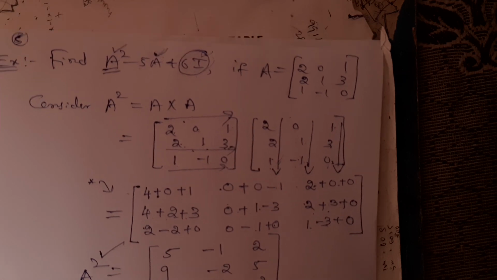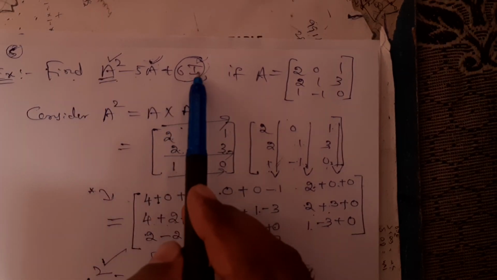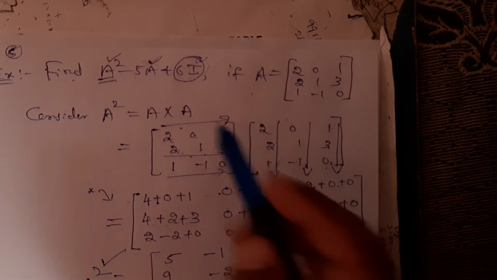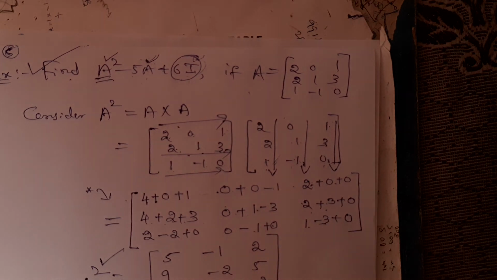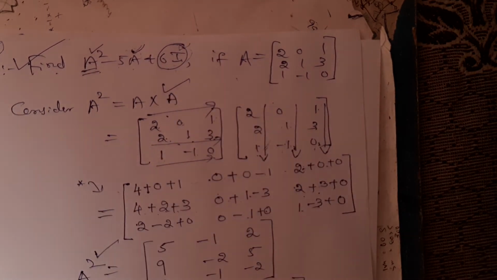So the question is: find a square minus 5a plus 6i, where I means identity matrix, if the given matrix is 2 0 1, 2 1 3, 1 minus 1 0. Okay, so you can practice this and write down the solution and try to understand the multiplication process correctly.